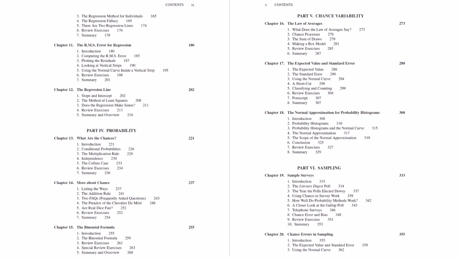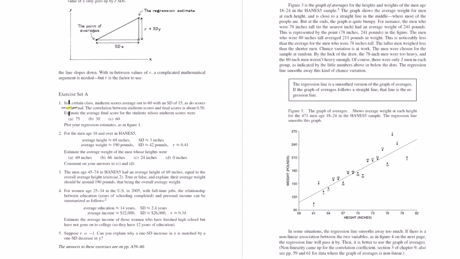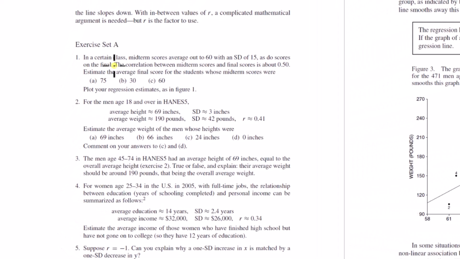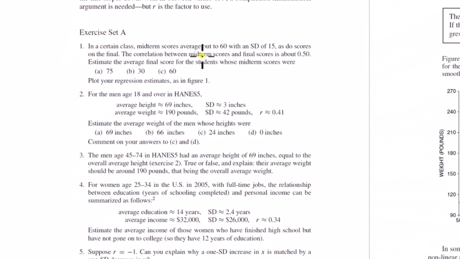But what they're talking about in regards to individuals is, if we come back to an example problem from section 1, let's take a look at this first example. It says in a certain class, midterm scores averaged out to 60 with a standard deviation of 15, as do scores on the final. The correlation between midterm scores and final scores is about 0.5. Estimate the average final score for students whose midterm scores were 75, 30, and 60.